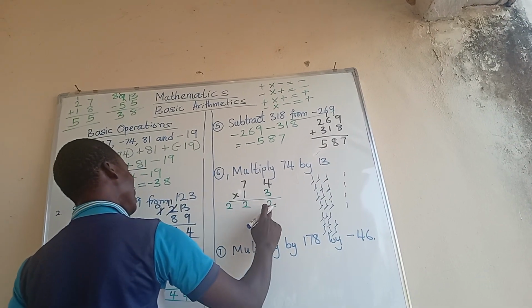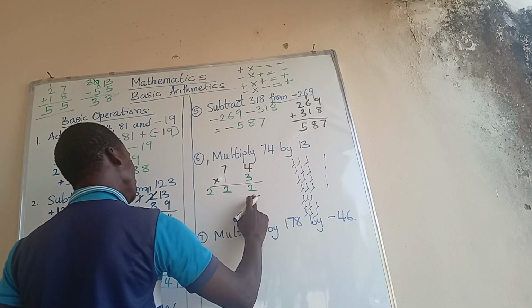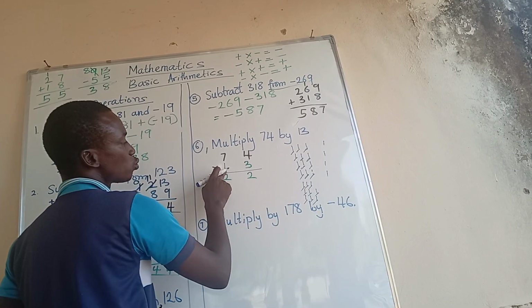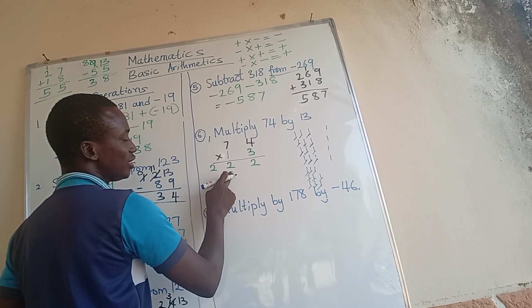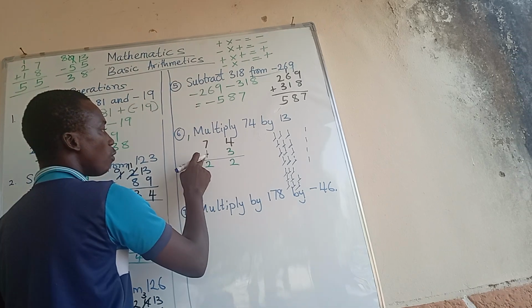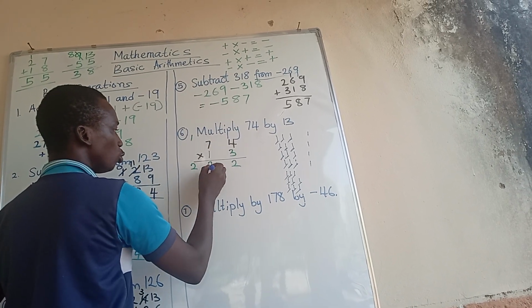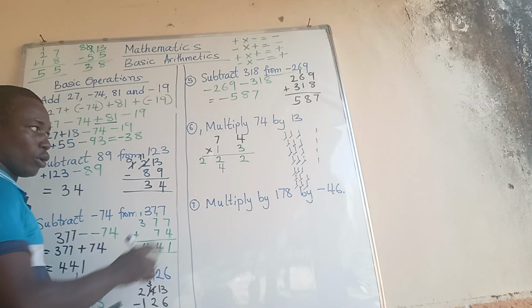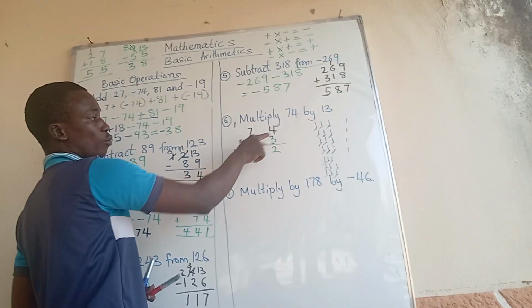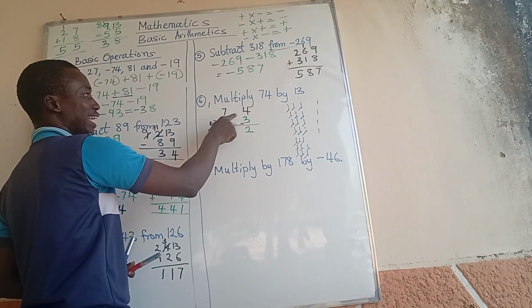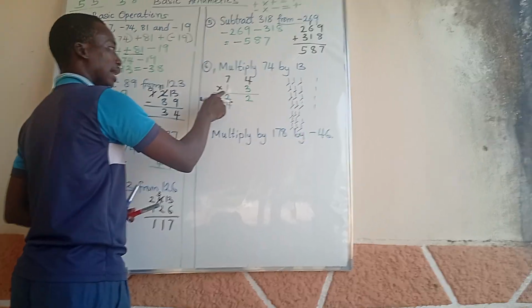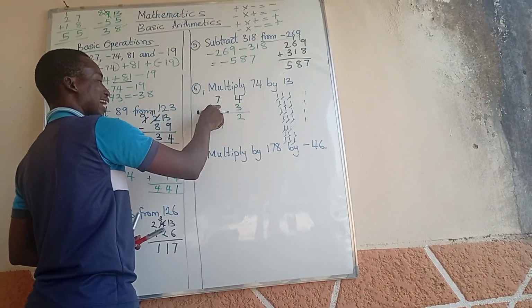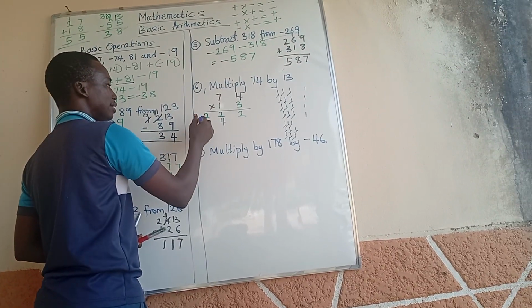But this time around, instead of us starting in units, because the place value of this one here is 10, we'll start it under tens. So 1 times 4 is going to be 4, because that is more or less like saying 10 times 4, which is 40. So 1 times 4 gives us 4. And then we say 1 times 7 will give us what? 7.